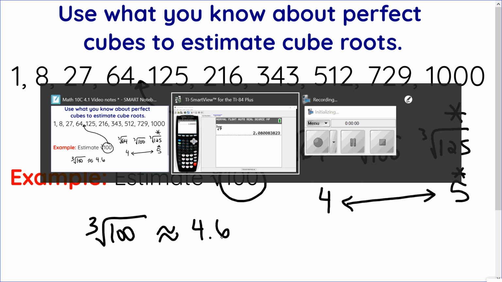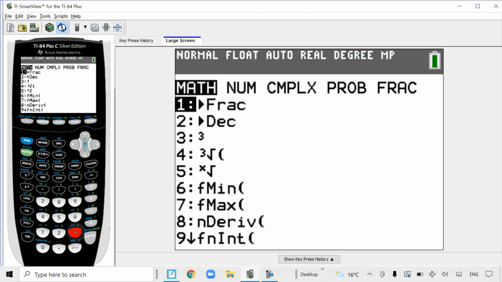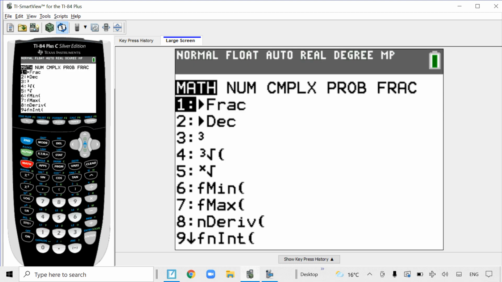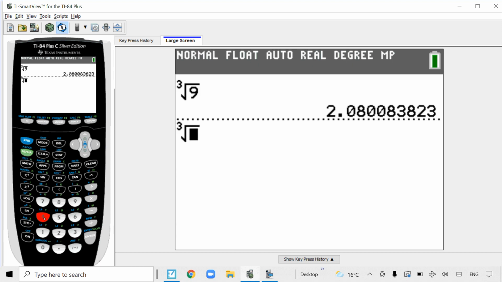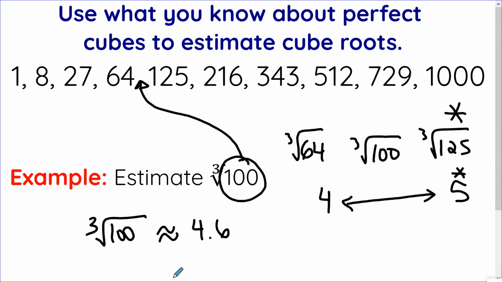So let's try cube root of 100 and see how close I was. So math, option number 3, cube root of 100. Oh, let me try that again. So math, option number 4, sorry, cube root of 100, and I get 4.6. Oh, so that was a pretty good estimate. Okay, but anything 4.6, 4.7, 4.8, 4.9 would be okay because you're in the top half.